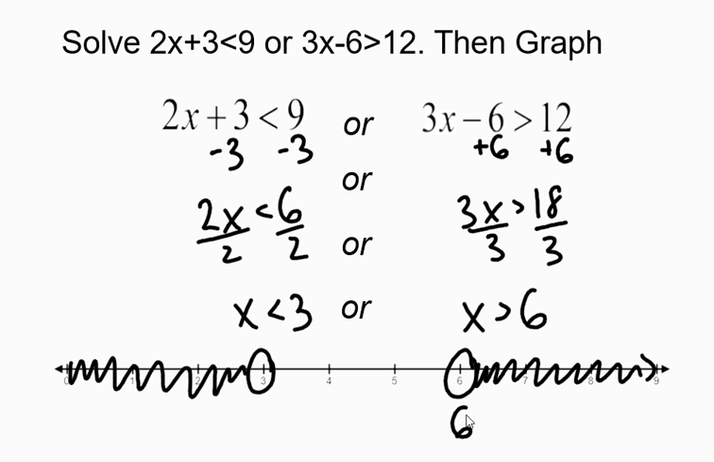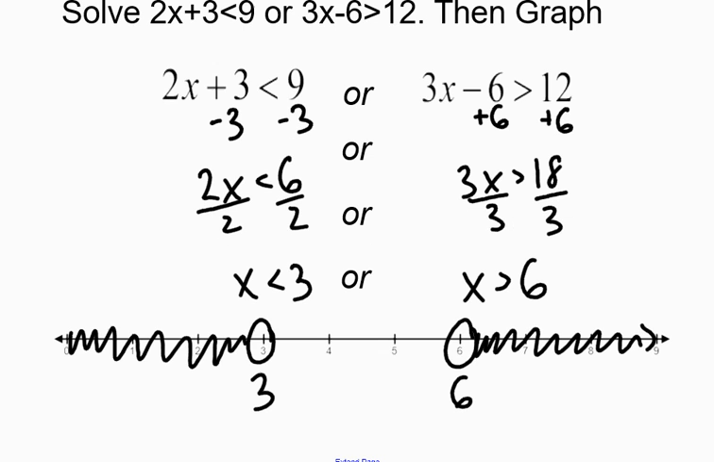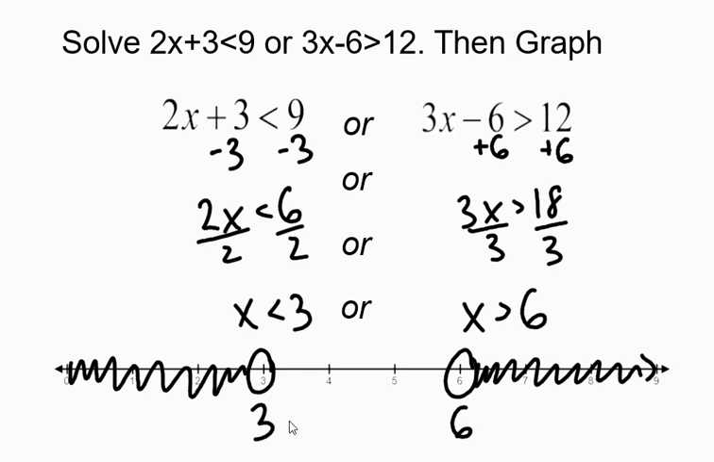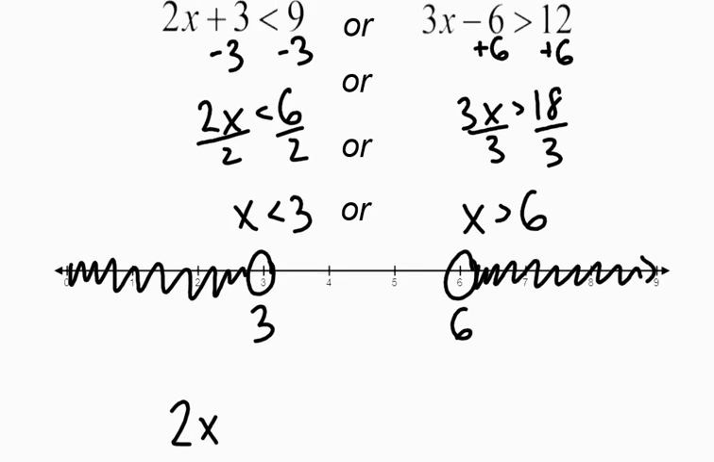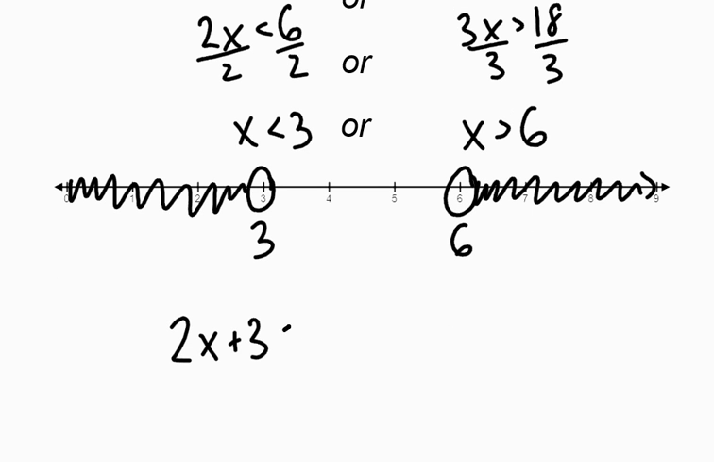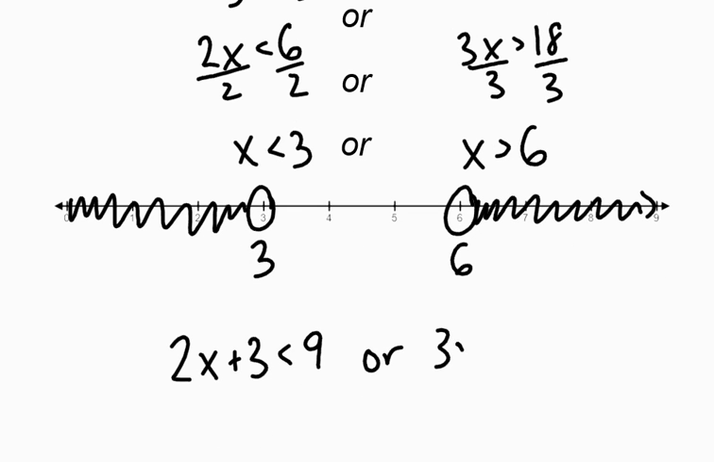So this is the 6, this is the 3. If I pick a number less than 3, it will make the left one true. It won't make the right one true, but you only need to make one or the other true in an or statement. If I pick a number bigger than 6, like 7, let's try. If I put 7 into both of the statements, I have 2x plus 3 is less than 9, or 3x minus 6 is greater than 12. I want to check the number 7. See that it'll make one of them true.